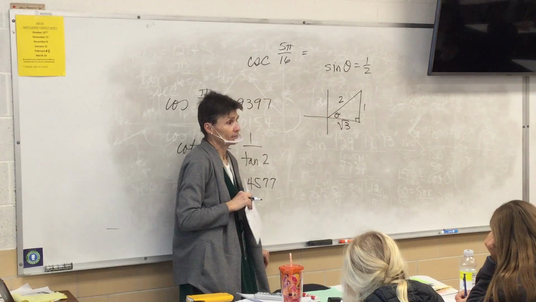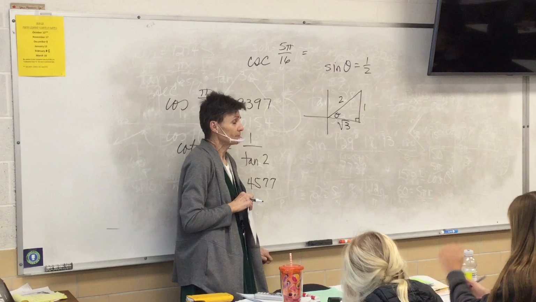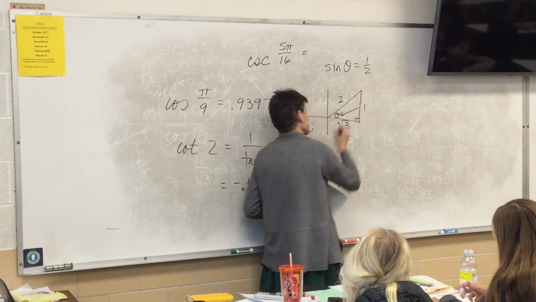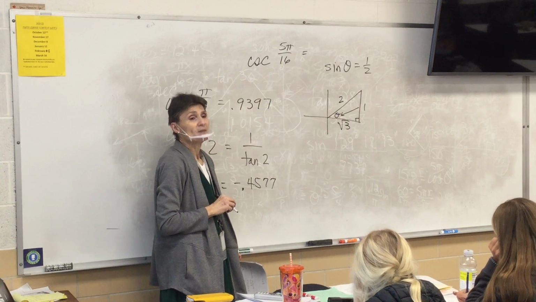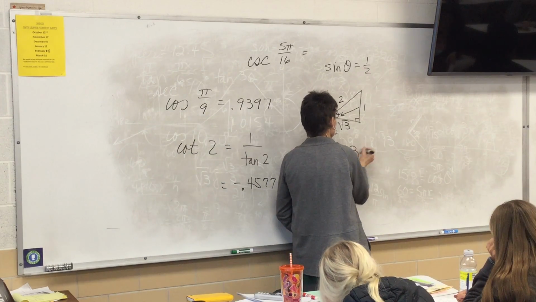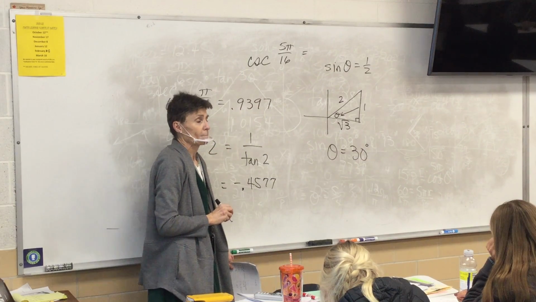So what kind of triangle is that? A 30, 60, 90. And the angle that I want is the one that is across from the 1. The angle across from the 1 is 30. So theta is 30 degrees.